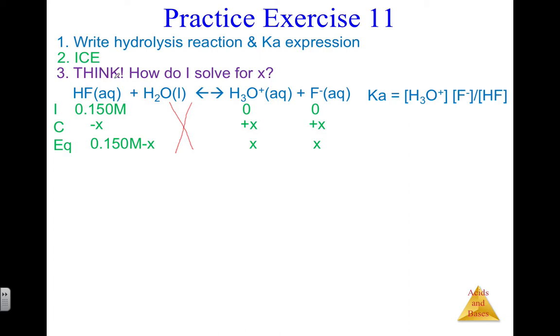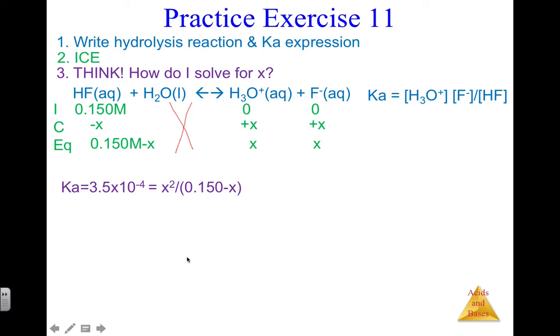So now we're at point 3. Think, how do I solve for X? Well, remember, we were given on the previous slide, or you would have looked it up in your textbook if it was a problem, or on the front of your exam if it was a test, that Ka numerical value. So we're given Ka, which is 3.5 times 10 to the negative 4th, so that's how we're going to solve for X. Because remember, Ka is products over reactant, that's just X times X, which is X squared, divided by our reactant, 0.150 minus X.